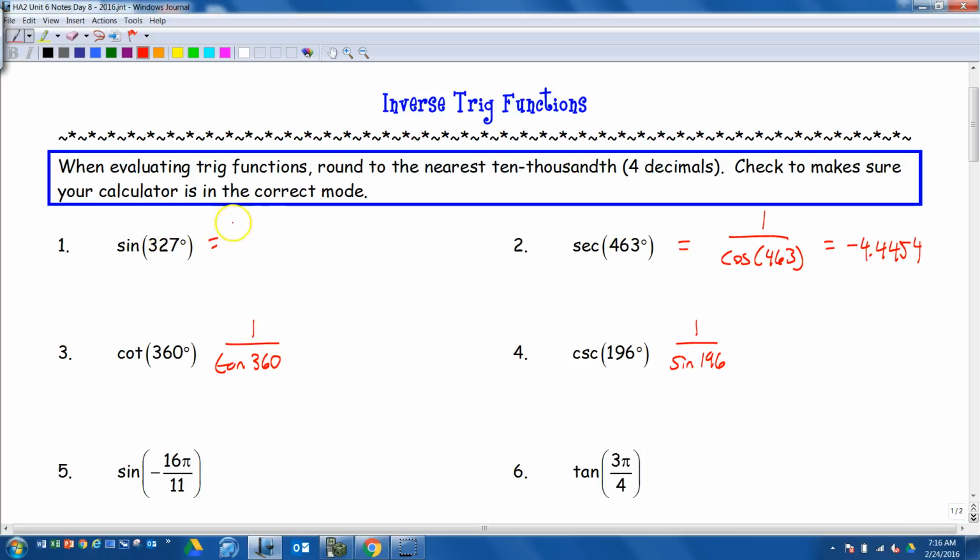This one you can just type in sine of 327, and you get 0.5446. So if you want to try these, pause the video and then see what happens if you get them. Number 4 is negative 3.6280. And then this one here actually turns out to be undefined, and you'll get an error in your calculator.